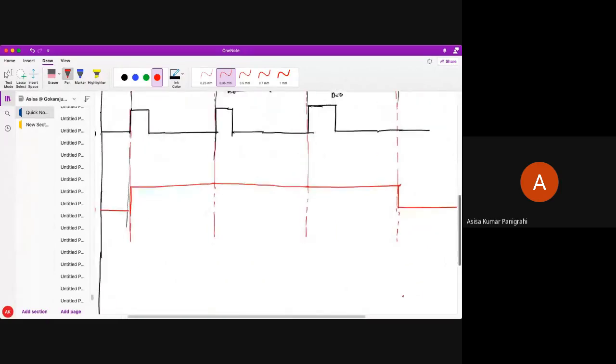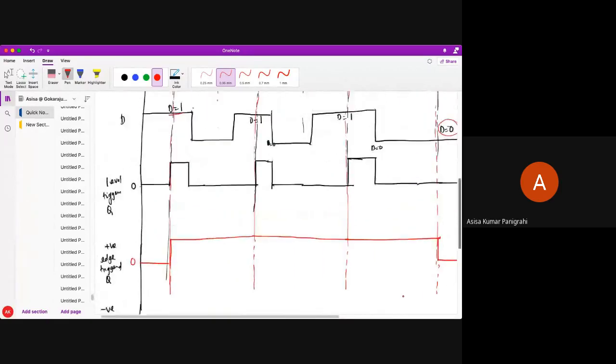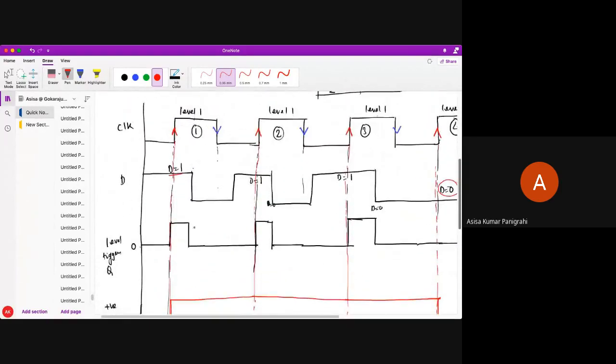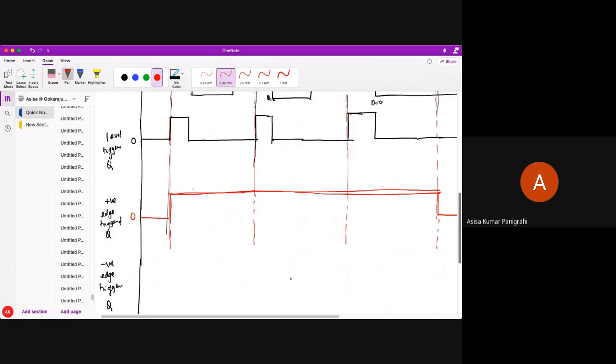Okay, are you understanding how I have drawn the positive edge trigger? If there is any change in the input at these positive edges, that only reflects in my next state. Otherwise, if there is no change in my flip-flop input, so here we have D equal to 1, here also D equal to 1, here also D equal to 1. That's why the state is not changing from 1 to 0. It keeps on going at 1. Okay, now we'll go for the negative edge triggered flip-flop.